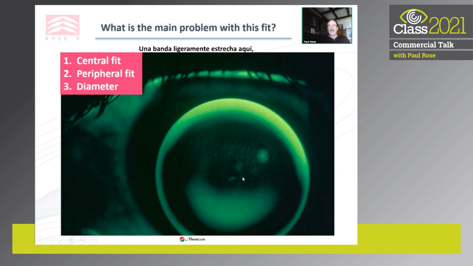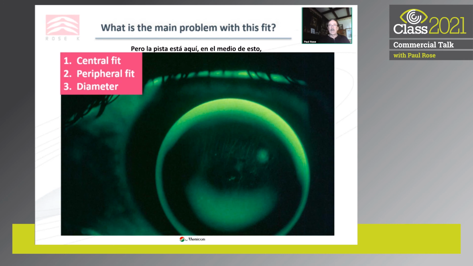Slightly narrow band here, but that's really insignificant. If we look at where the lens is locating, it's locating down, which is distorting the fluorescent pattern. As I said, when you're judging the fit, always center the lens centrally over the pupil. That's so important for both the central fit and the peripheral fit.